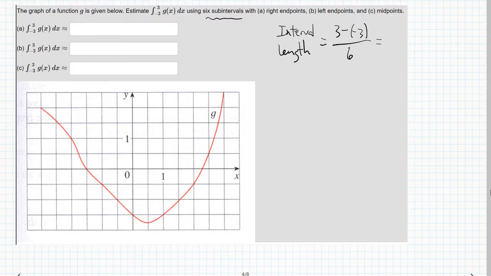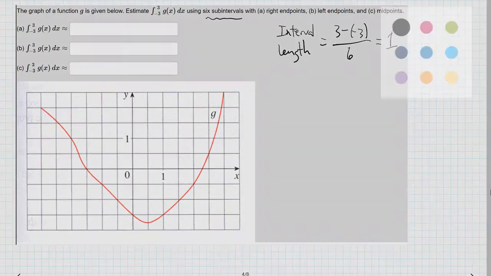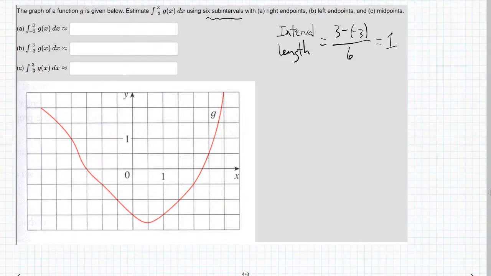So each of our intervals, notice that 6 over 6 is just 1. Oh, that's convenient. And we have 1 being every 2 units on our grid, so that's not going to be too bad either. And so this will be an approximation. I'll use pink to start here. We'll start from the right endpoint.